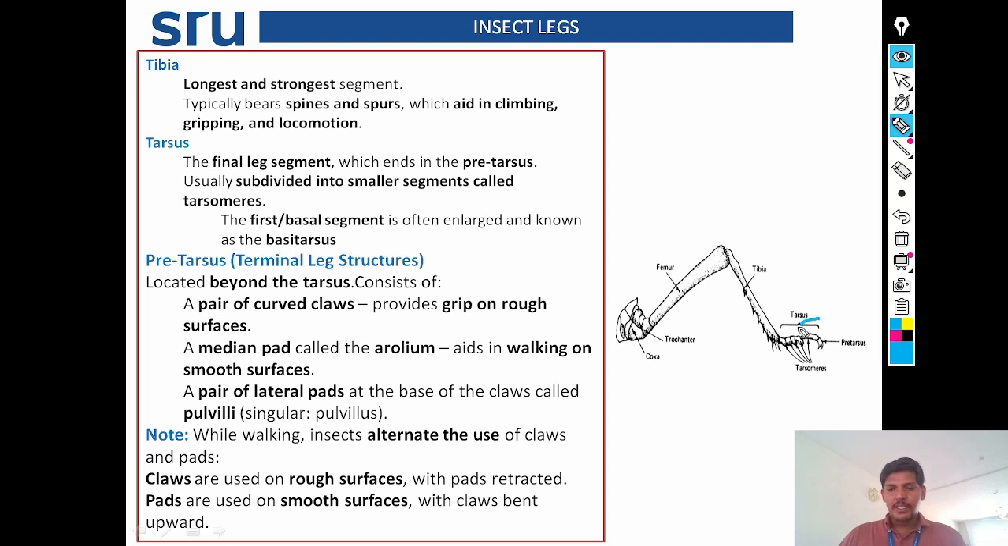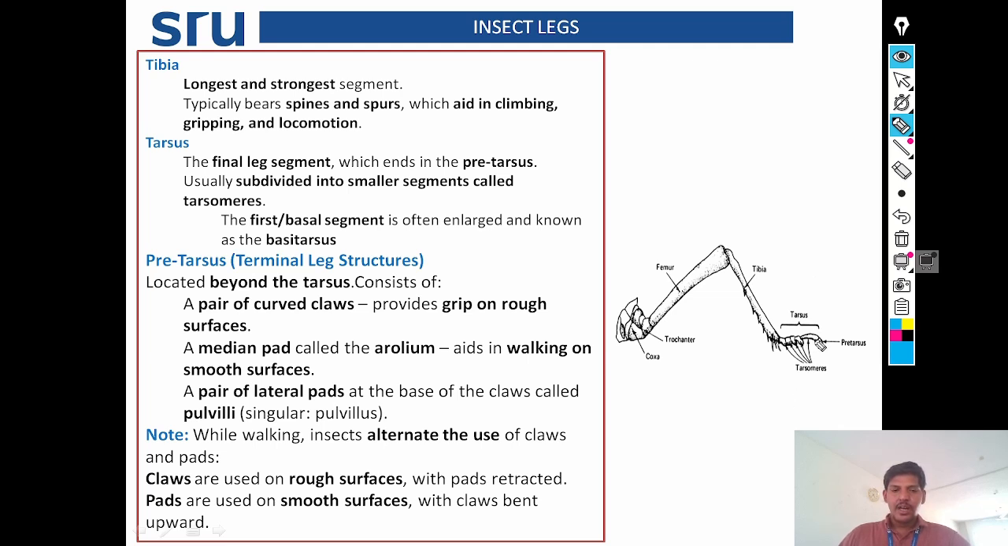Next come to pretarsus. This is the pretarsus region of the insect leg. Pretarsus is located beyond the tarsus. It consists of a pair of claws. See here, these are the pair of claws. These claws provide grip on rough surfaces.